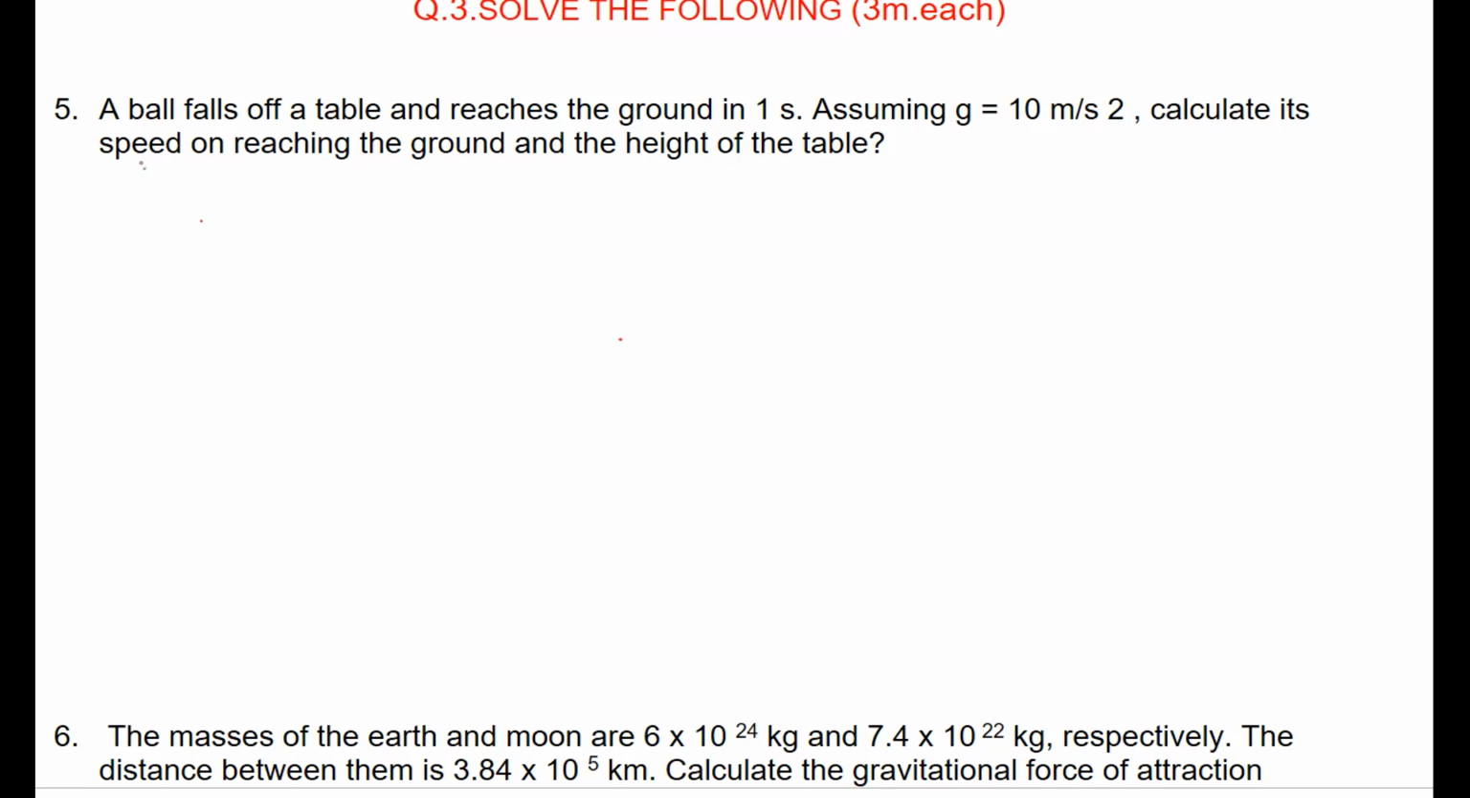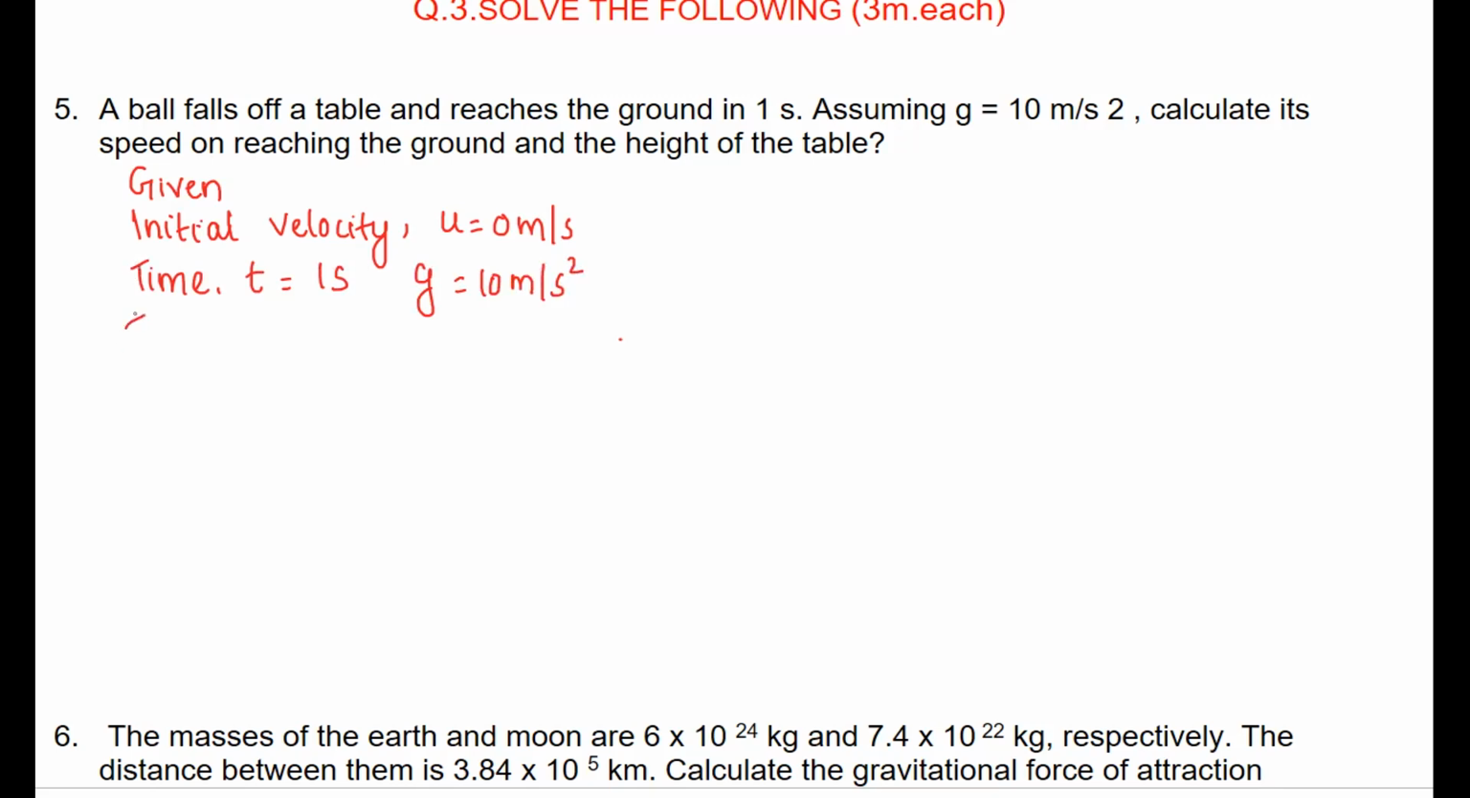Okay, first we have to write what is given. Given: ball is on the table, initial position. Okay, it is at rest. So its initial velocity will be 0. Initial velocity u is equal to 0 meter per second. Time is given. Time t is equal to 1 second. g is given, 10 meter per second square.